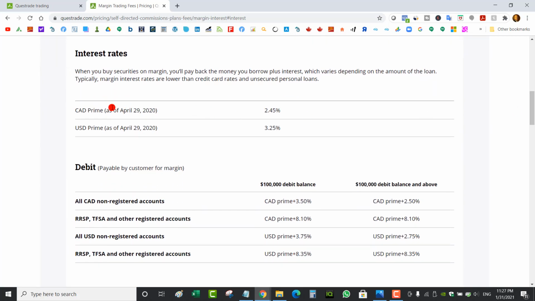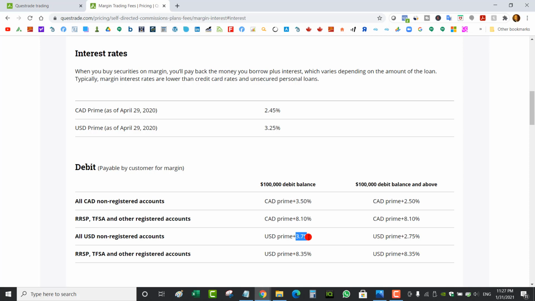So here it is. For Canadian, if you've got a negative Canadian balance, it's a lower interest rate. If it's a US negative balance, it's a higher interest rate. So for Canadian, it's 2.45 plus 3.5. That's if you have a negative Canadian cash balance, so all Canadian non-registered accounts. For US negative cash balance, it's going to be 3.25 plus 3.75.